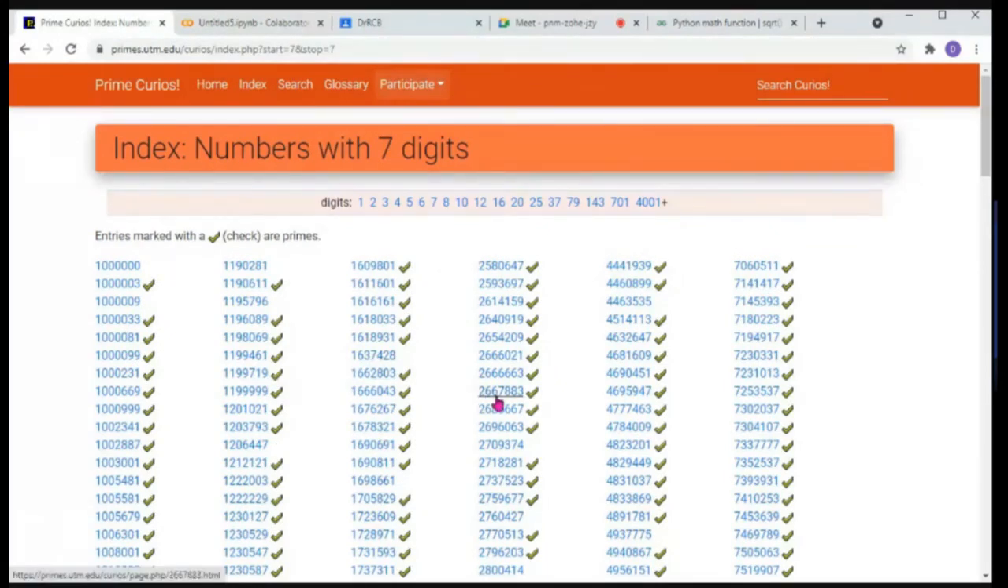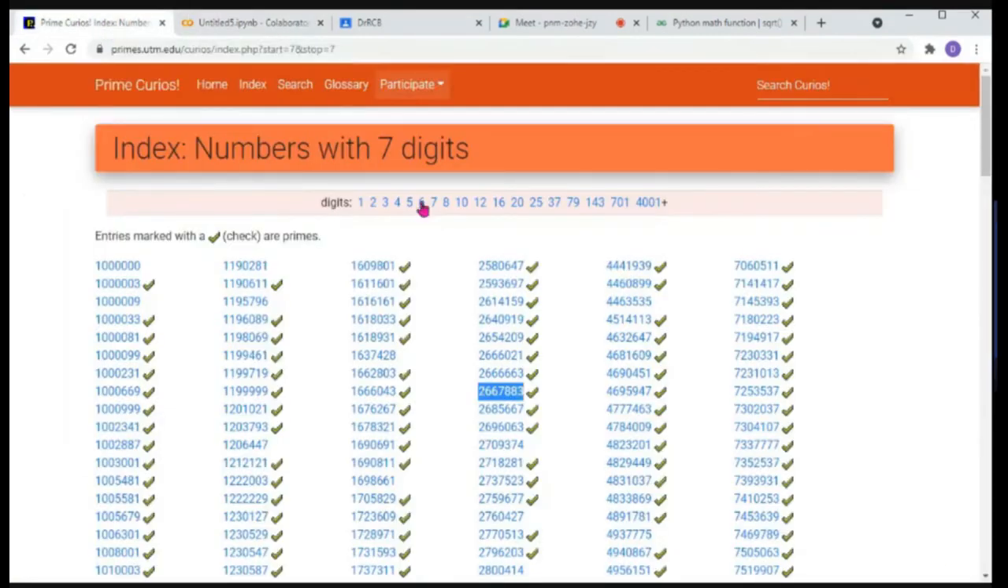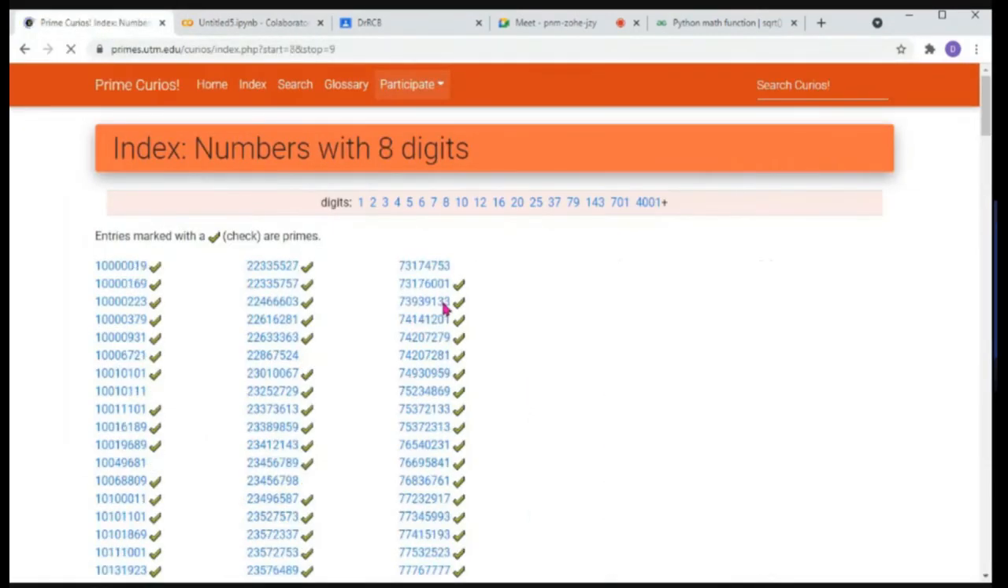I think 7-digit numbers were very fast, right? Check. This 7-digit number I give, this is still the previous program. We have not changed any condition till now. A 7-digit number I gave to the program, and it says that it is a prime number. It's very fast.